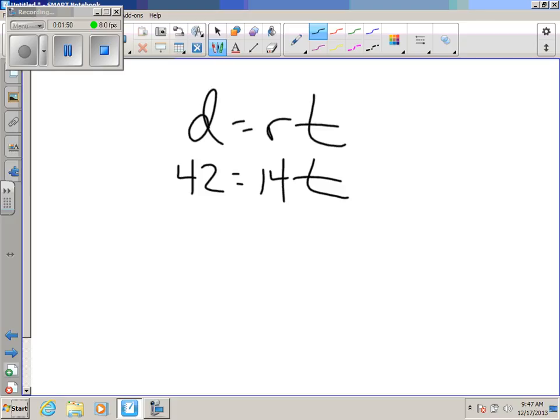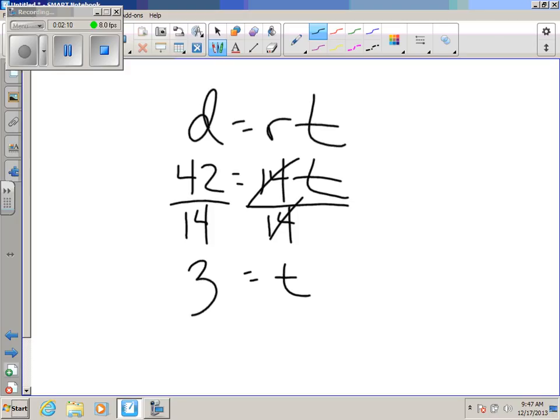Okay? So in order to get T by itself here, we'll have to do what? Divide both sides by 14. Okay? That will get T by itself, which is what we need to find out. And then 42 divided by 14. 3. In this particular case, yes, it would be 3 hours.